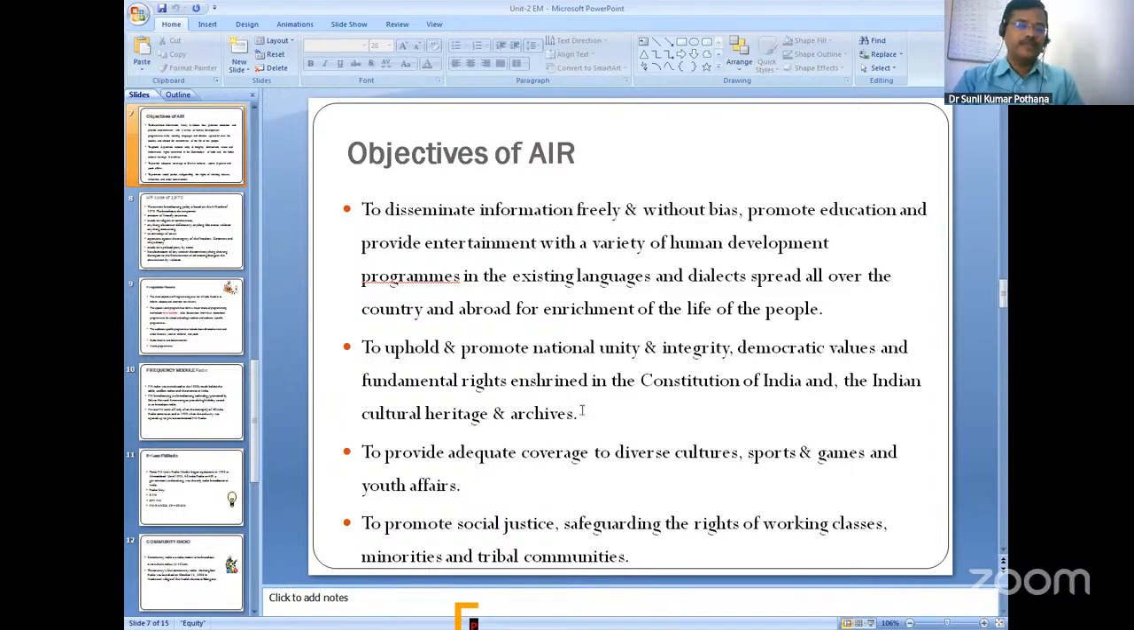Objectives of AIR: you may already know that All India Radio's aim is public service. Here are some objectives: to disseminate information freely and without bias, promote education, and provide entertainment with a variety of human development programs in the existing languages and dialects spread all over the country and abroad for the enrichment of the life of the people.